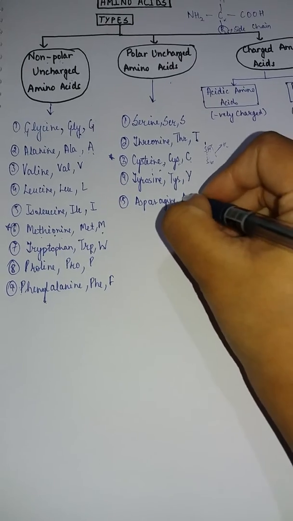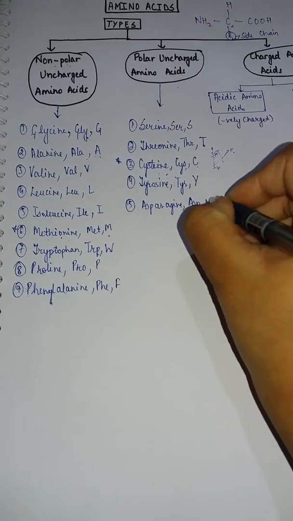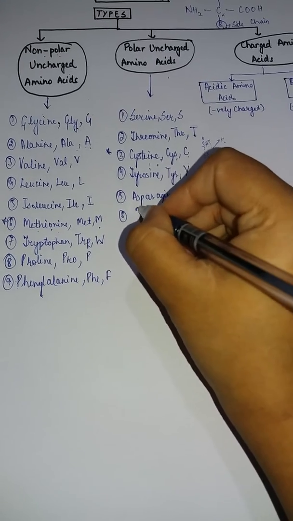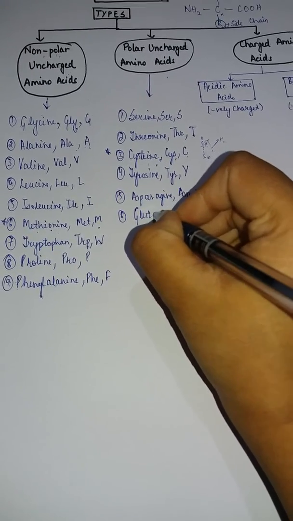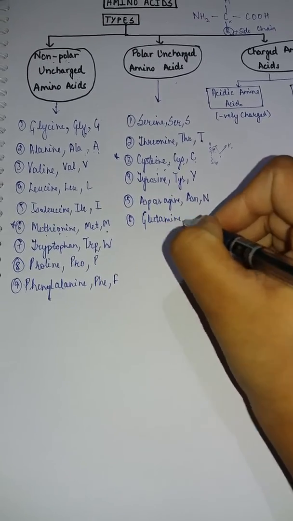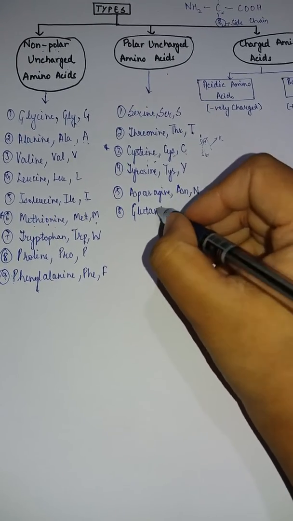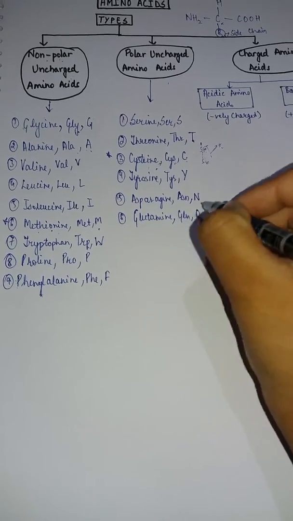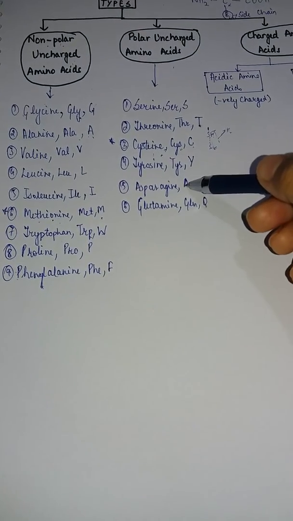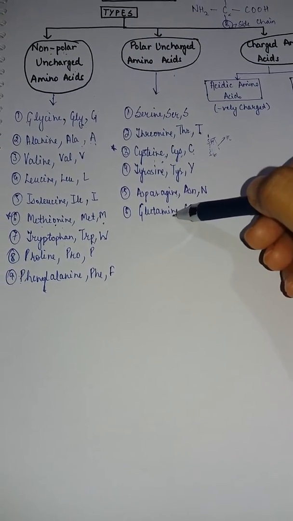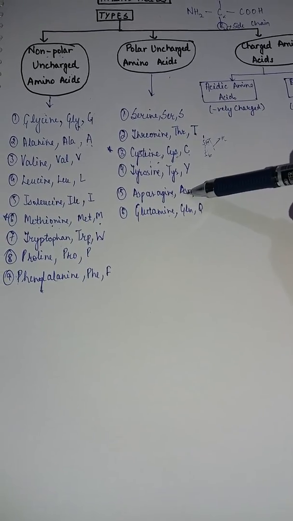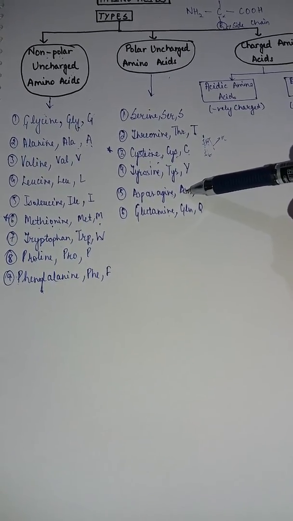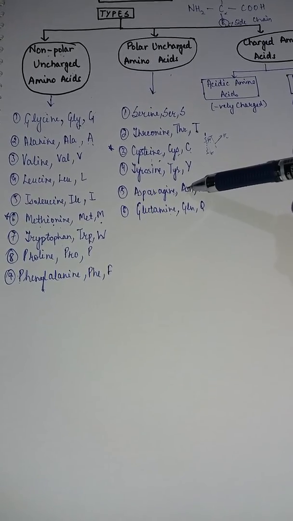Its 3-letter code is ASN and 1-letter code is N. Then comes glutamine. You need not confuse aspartic acid with asparagine, or glutamic acid with glutamine. The difference between these two structures is that in asparagine and glutamine we have an amino group at the last terminal carbon, a CONH2 group, that is the amide group.